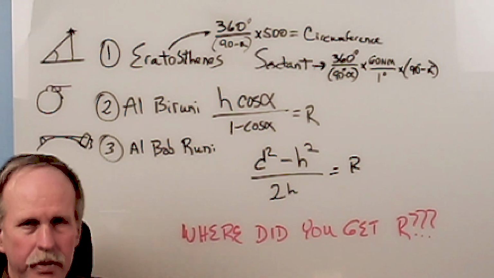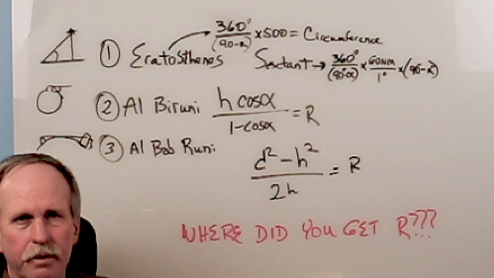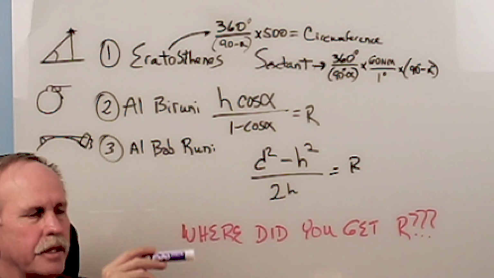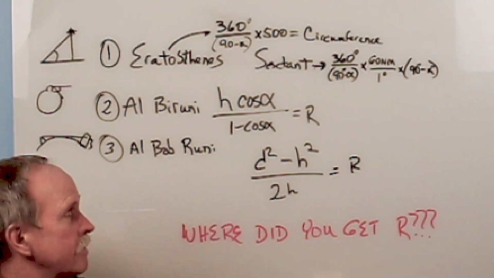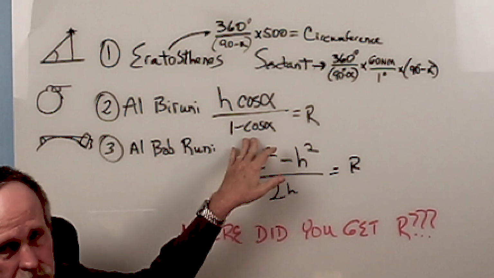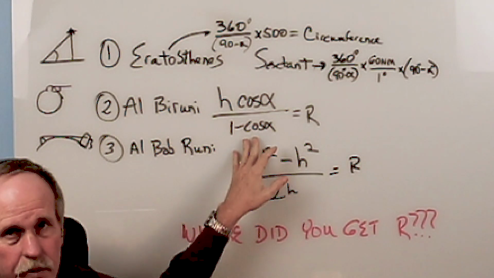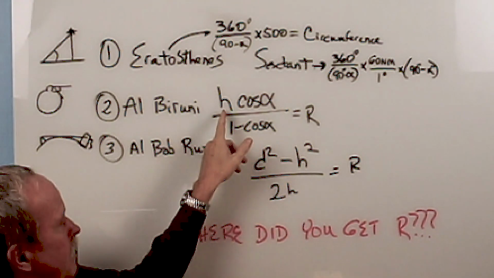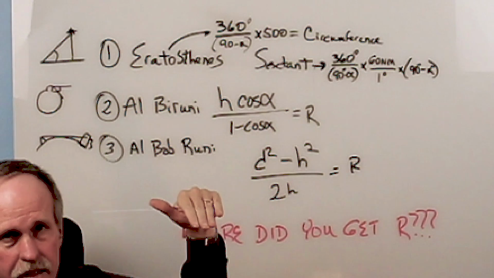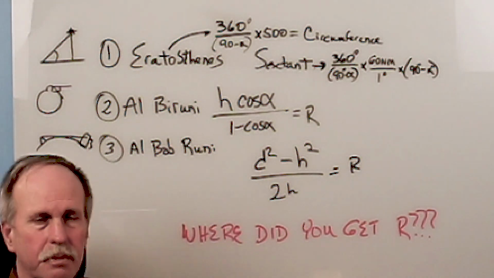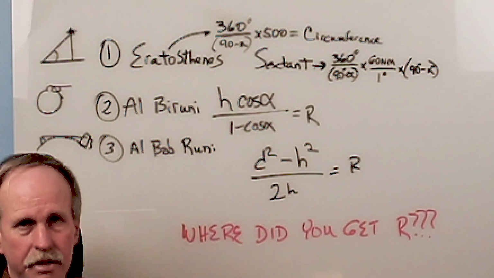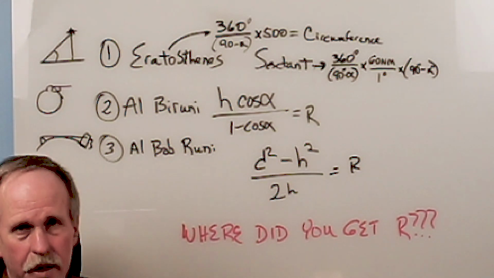Next came Al-Biruni, and Al-Biruni measured the radius directly by measuring the dip angle from the top of a mountain to the horizon. Here's the mathematics that he used. This is the classic Al-Biruni formula. Height of the mountain times the cosine of that dip angle over 1 minus the cosine of the dip angle equals the radius. We've derived this in other videos. I'm not going to do it again now.